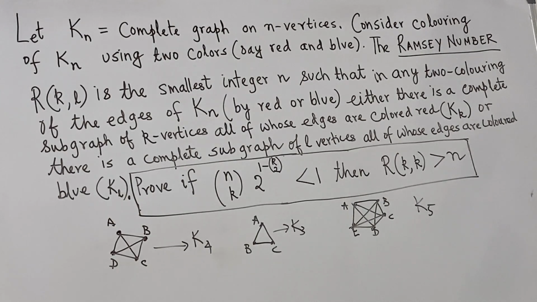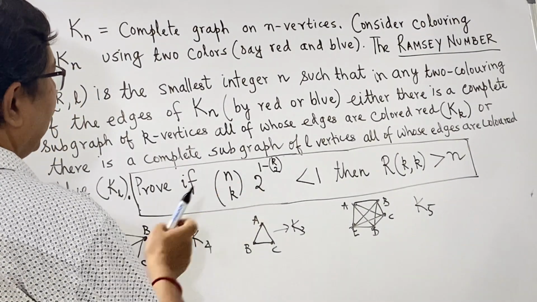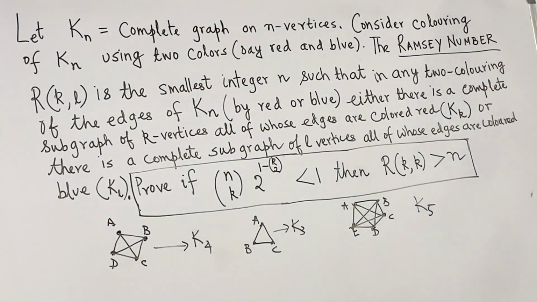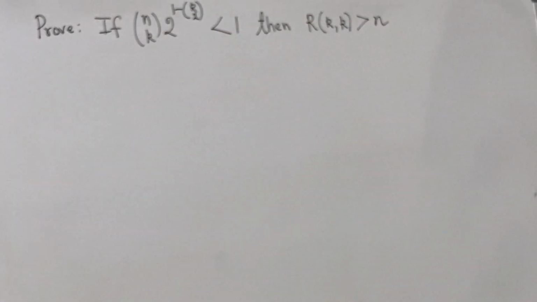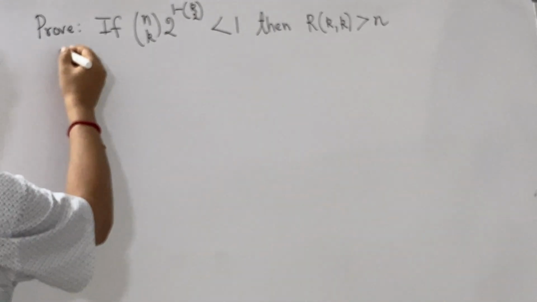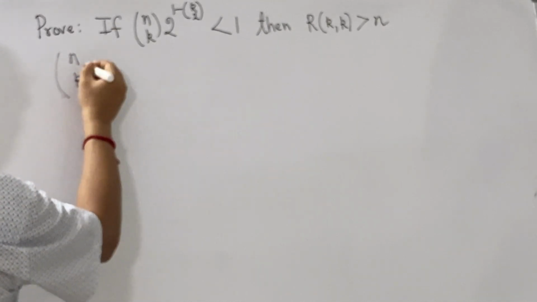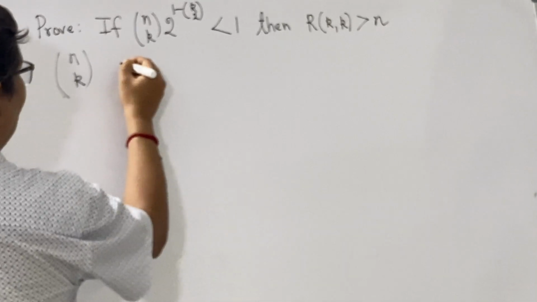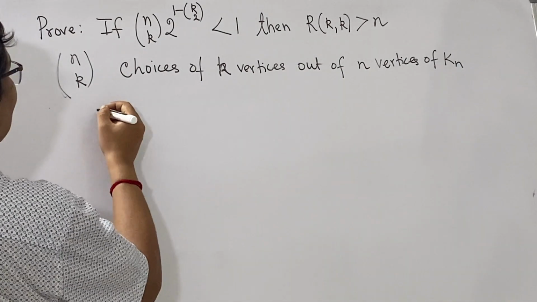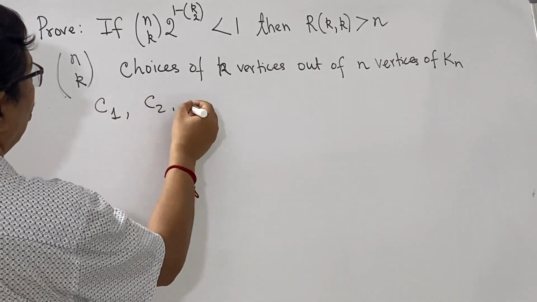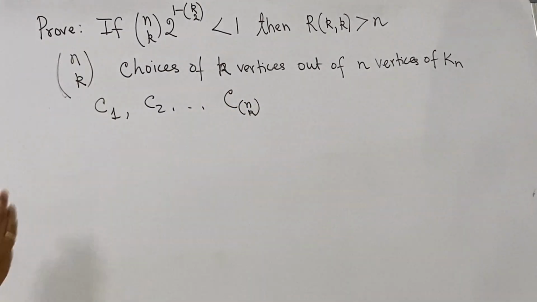Now we have to prove that if nCk times 2 to the power 1 minus kC2 is less than 1, then R(k,k) is greater than n. So let us first answer the question: in how many ways can we choose k vertices out of n in Kn? The answer is simple. We can choose k vertices out of n in nCk ways. So there are nCk choices. Let us list all these nCk choices as choice 1, choice 2, up to choice nCk.